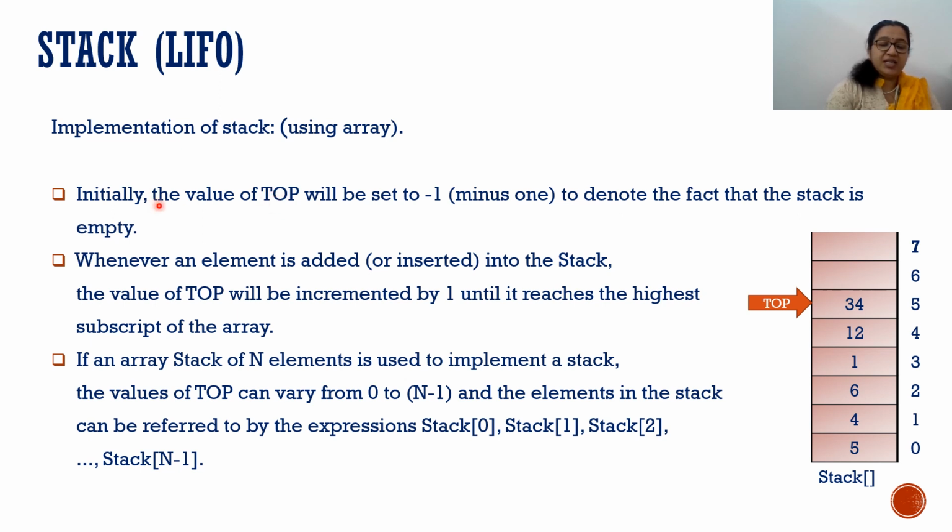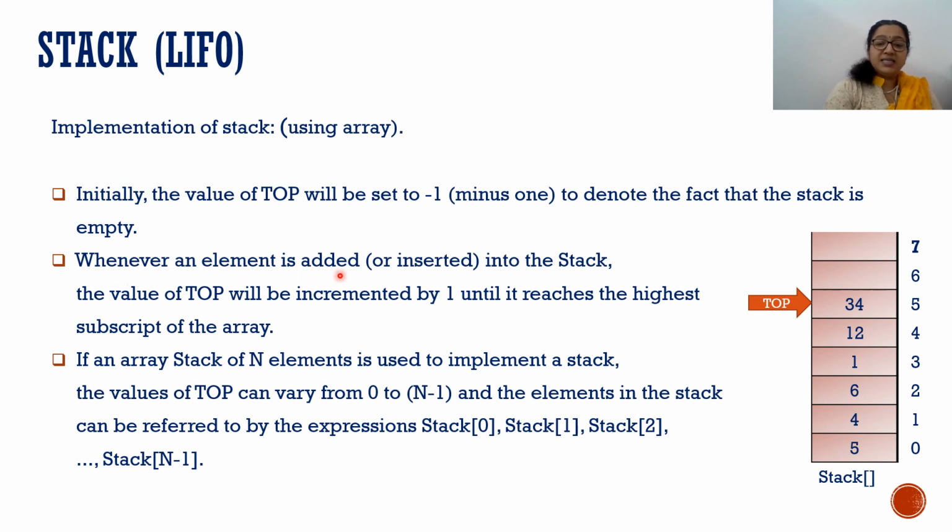So initially, means first time, the value of top will be set to -1. Why are we setting it to -1? To denote the fact that the stack is empty. Understood? Here the top is 5. Is it? Top is focusing on the fifth element. If it is -1, it means the array is empty at that time. So just to denote that, we are setting the top value as -1 first time. So initially the value of top will be set to -1. Clear?